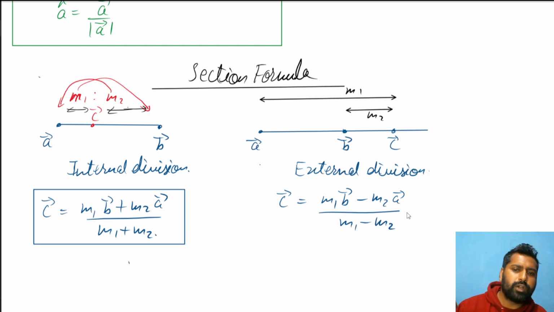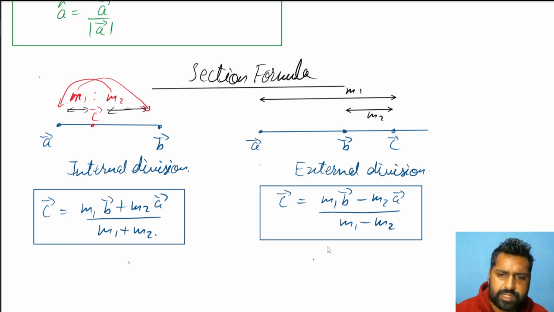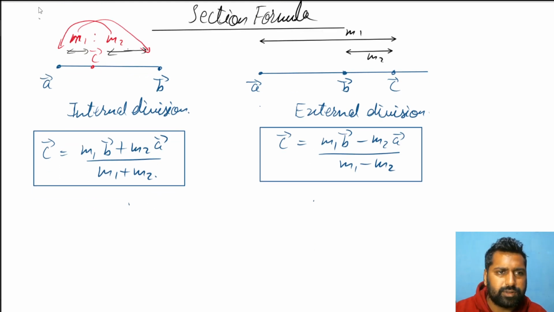So if you want to change the formula from internal division to external division, what you have to do is just change the sign, instead of plus use minus. And then you have the same idea.